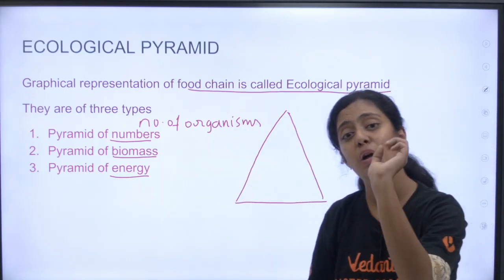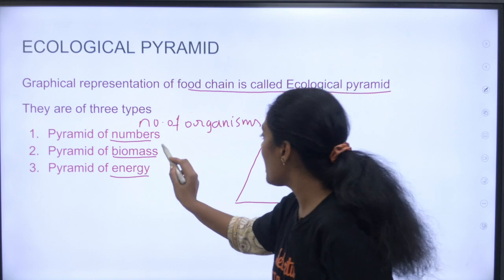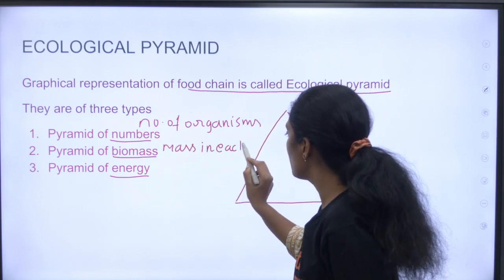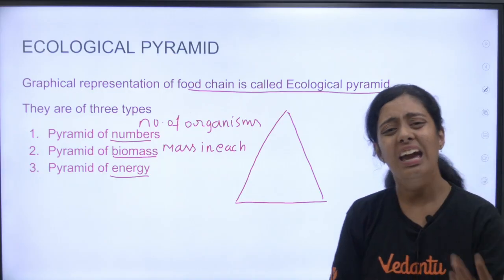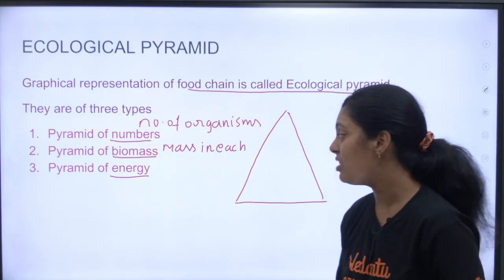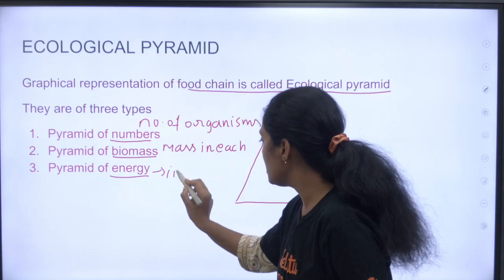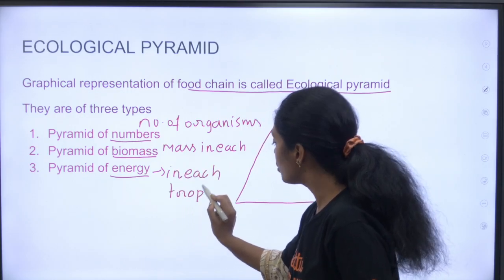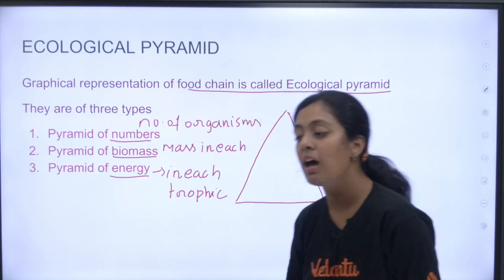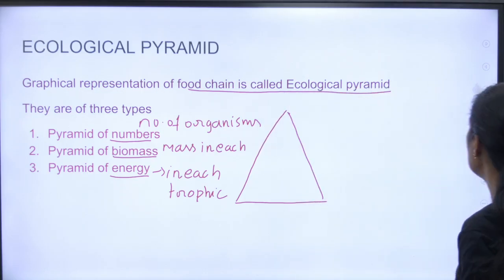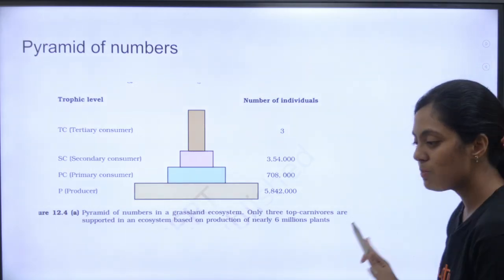Next you have pyramid of biomass. What is the mass in each trophic level? That is what it is going to indicate. Okay, energy is absolutely very, very clear. இப்பதான் பார்த்தோம் energy in each trophic level. Examples are so important, pasangla. So first let's start with pyramid of numbers.